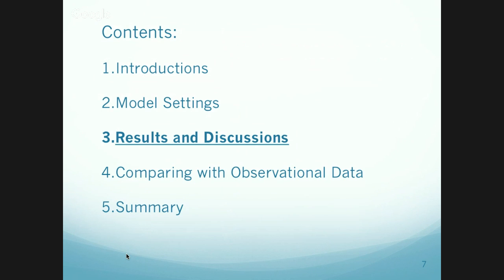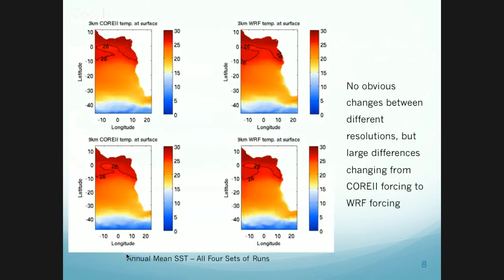So let's move on to the results and discussions. Here I did a comparison between all the 4 runs for the SST field. On the top panel are the 3-kilometer runs, and the bottom panel is the 9-kilometer runs. The left side is CORE2 forcing, and the right side is WRF forcing.